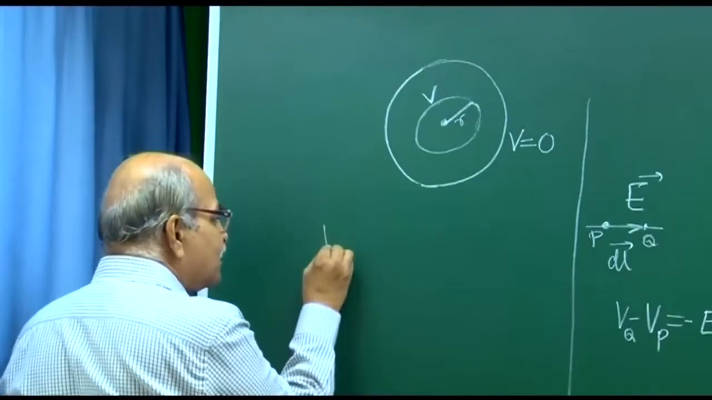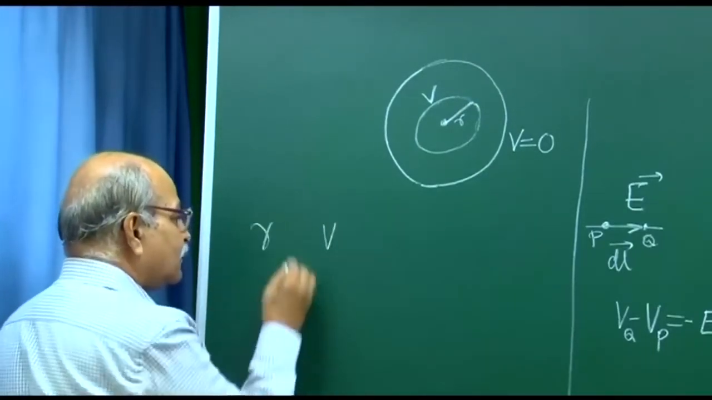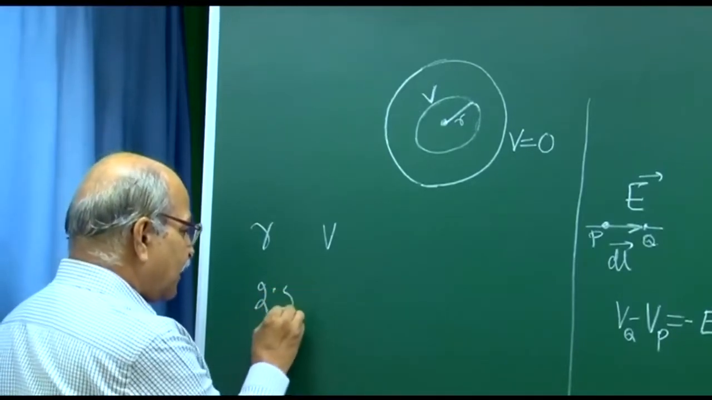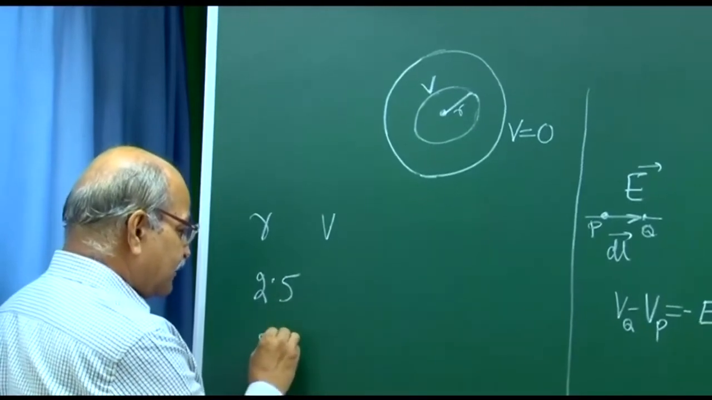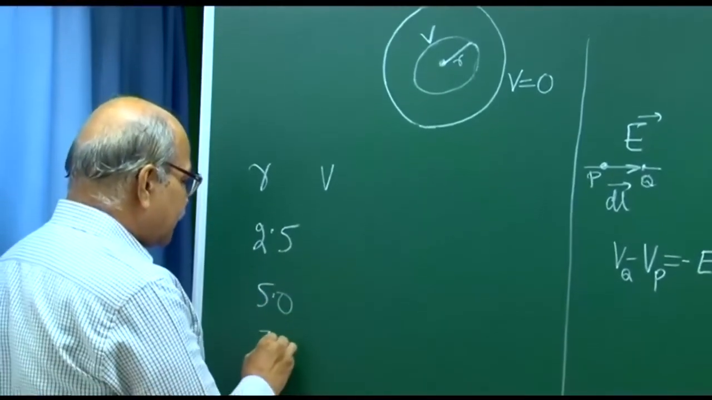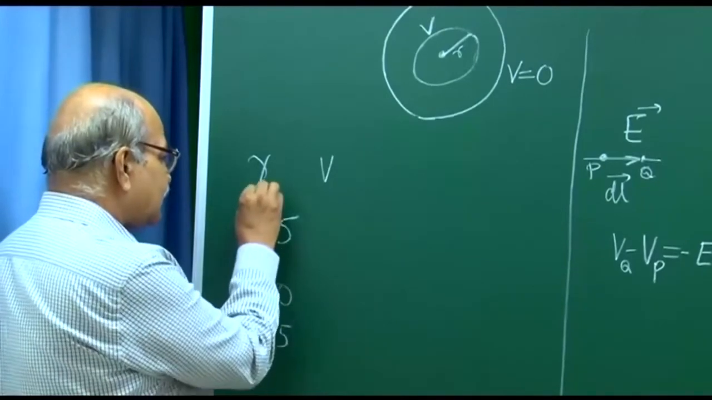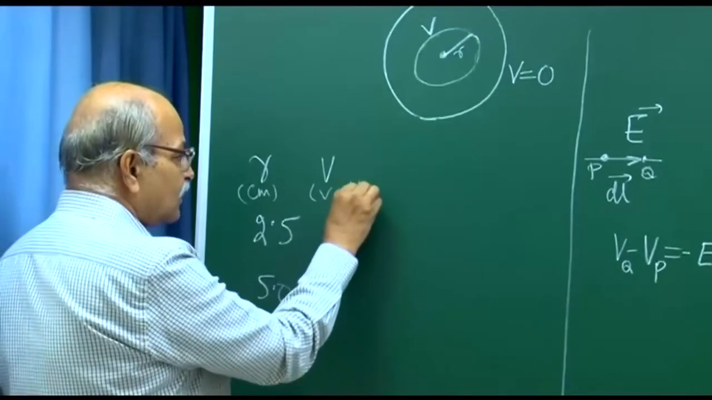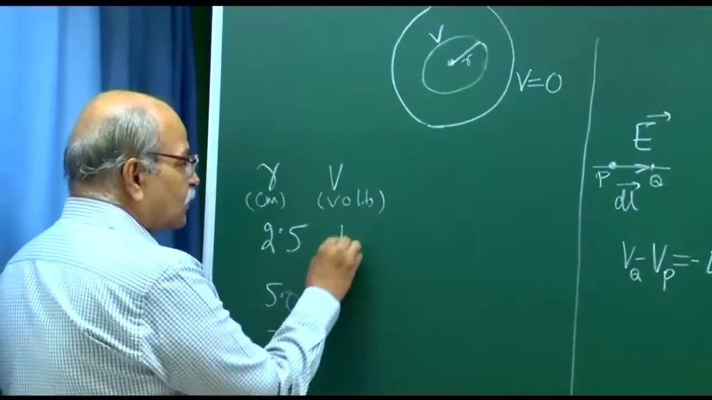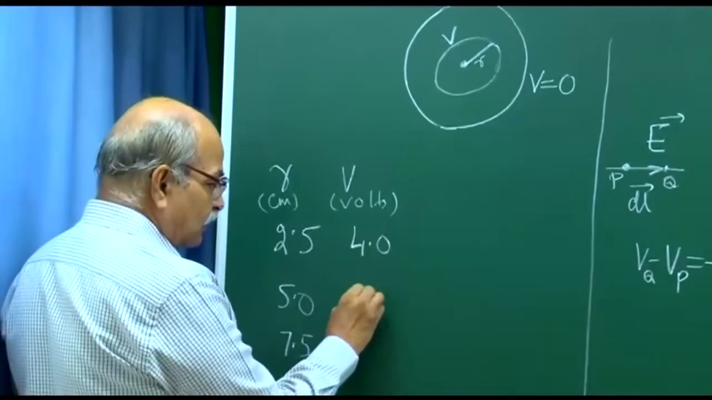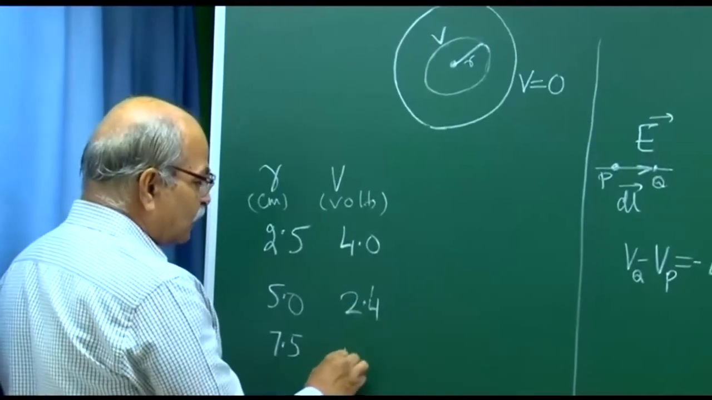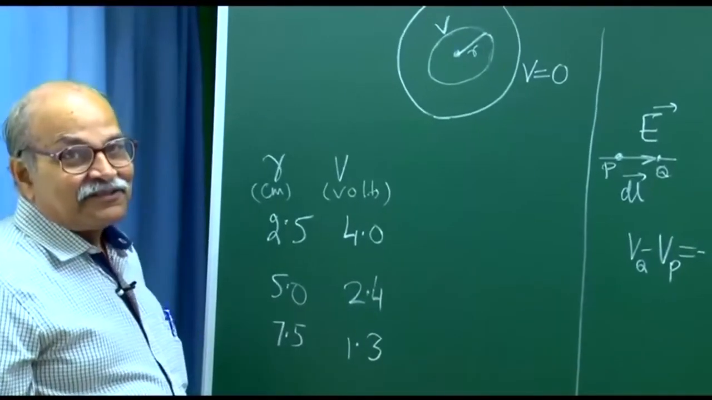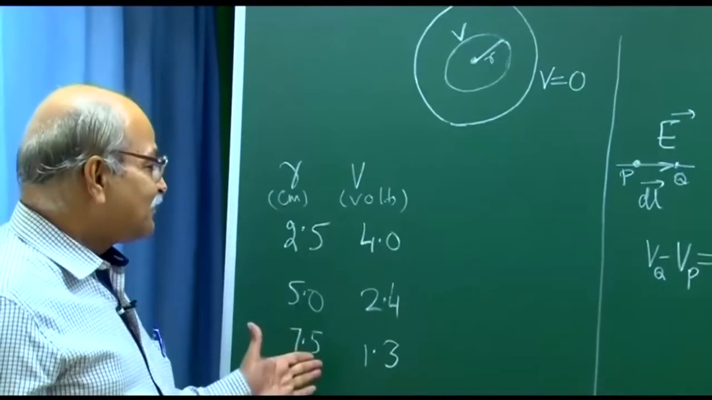So if I write V here and r here, we had three values: 2.5 centimeters, 5 centimeters, and 7.5 centimeters. So r is in centimeters, and V is of course in volts. And what were the values? Around 4, around 2.4, and around 1.3. You have just 3 points here.